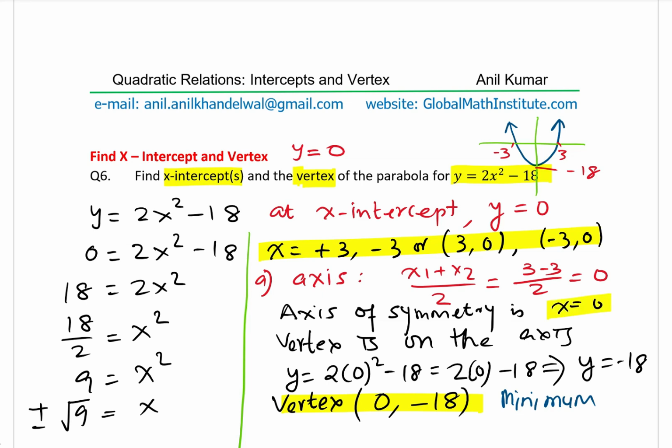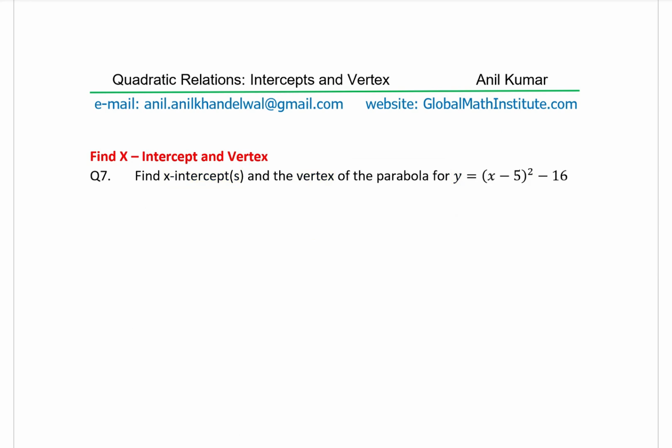Perfect. Let's take another question based on the same concept. It is an extremely important question. I'd like you to pause the video and answer this question. Find the x-intercepts and vertex. Question 7. Find the x-intercepts and the vertex of the parabola for y equals (x minus 5) whole squared minus 16. So let's rewrite this. We have y equals (x minus 5) whole squared minus 16.